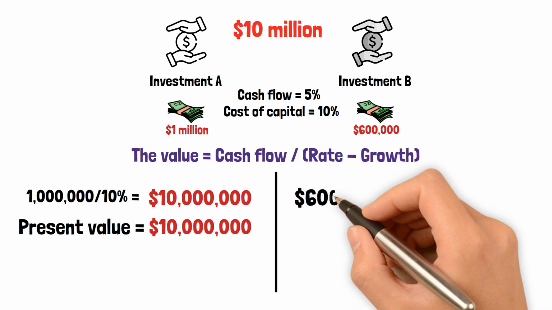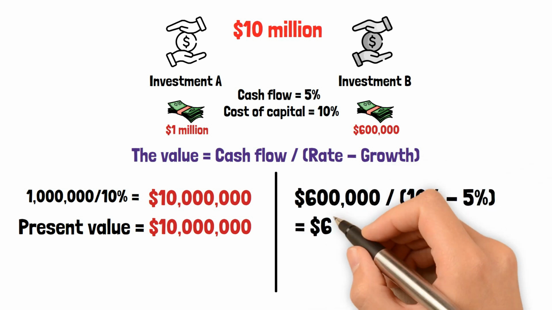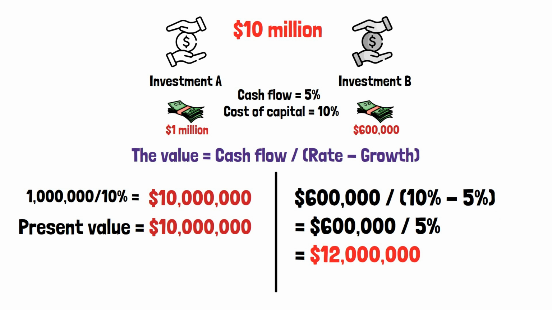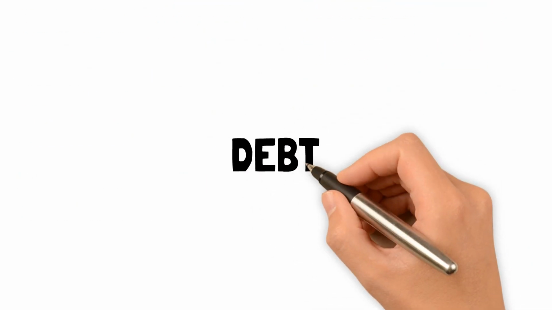For Investment B, the payment is $600,000. Divide that by the rate, 10%, minus the growth, 5%, for a total denominator of 5%. $600,000 divided by 5% is $12 million. So, despite the much smaller initial return, Investment B actually has a higher present value than Investment A, $12 million to $10 million.